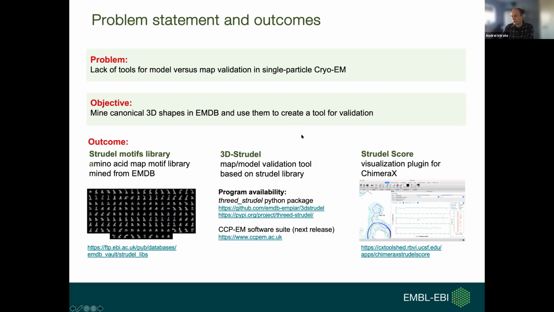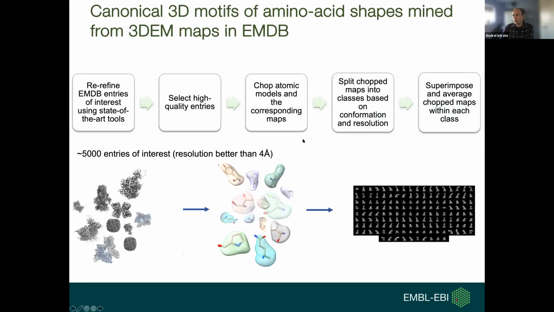So now a bit more about how we've done that. First about the library itself. I will not go into details here, but the basic idea is to select high quality entries, then cut them into pieces which correspond to amino-acid residues, and classify them. So we have classes within each of them, where the conformation is close, and then superimpose and average them together and obtain the library. That's in simple words.